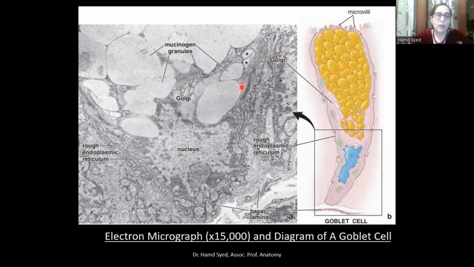On the left, we have an electron micrograph. This is a picture which has been taken through transmission electron microscopy, which gives us a two-dimensional view of the enhanced magnification within the goblet cell. We can see these are the mucinogen granules, and on the basal aspect of these granules is the Golgi apparatus, and in the stem region, we can see the nucleus and the rough endoplasmic reticulum.